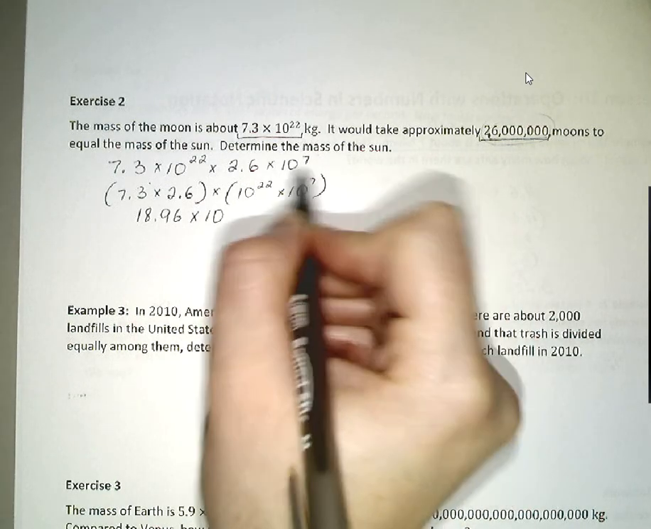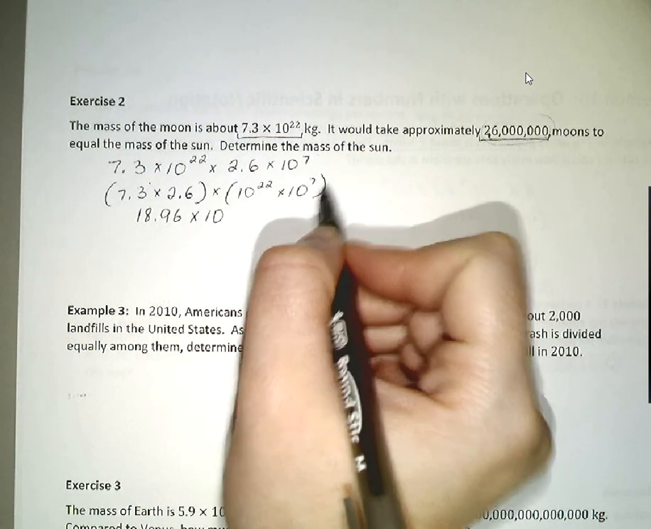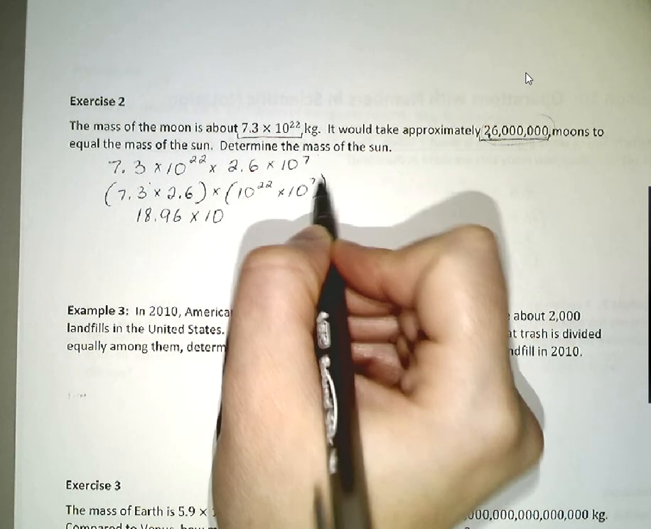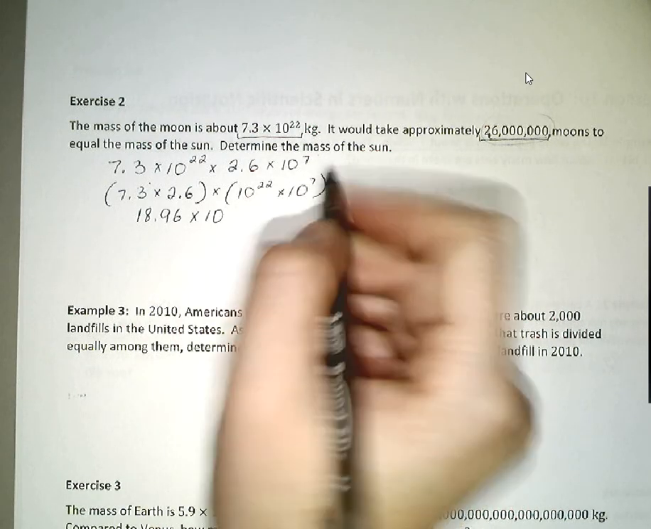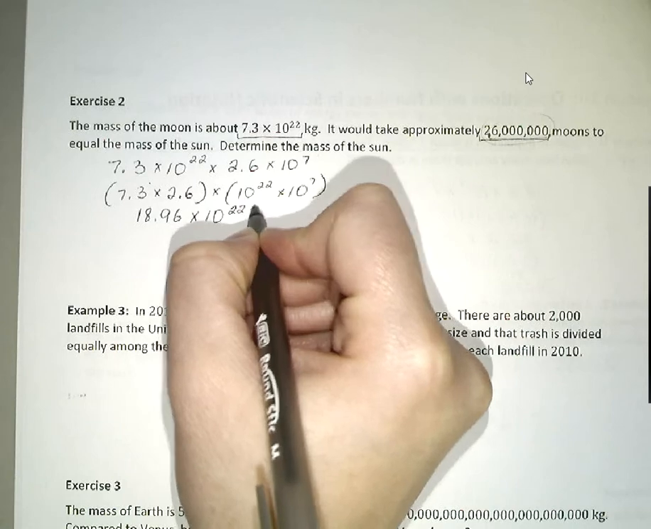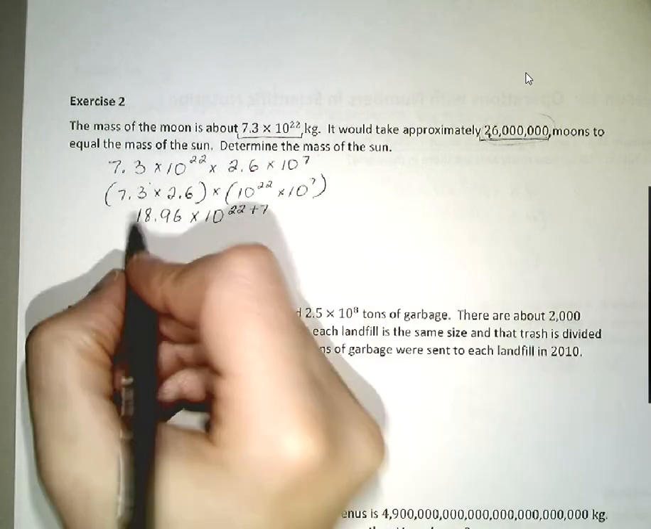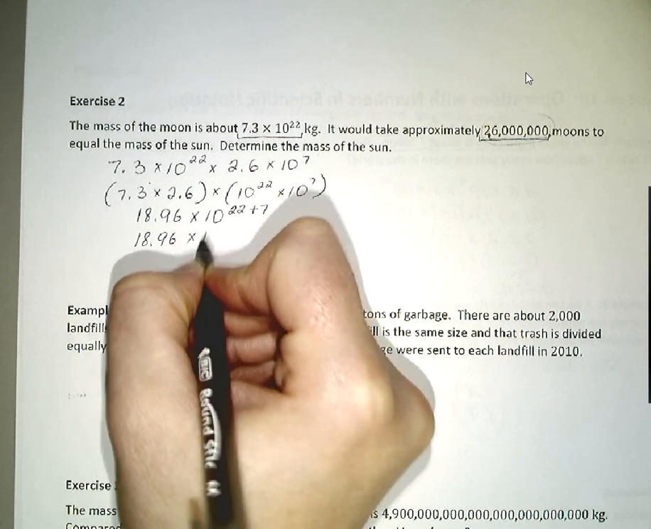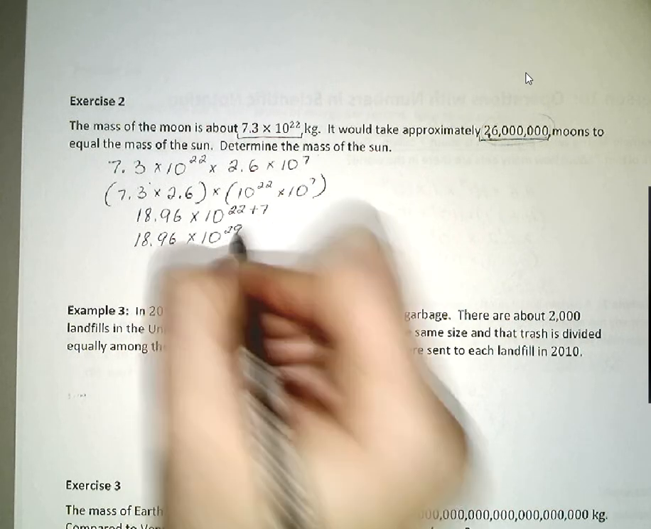Now we are looking at what I'm doing with the exponents. I'm multiplying the bases, same bases with different exponents. Since it's multiplication, I'm adding the exponents. 22 plus 7. So I get 18.98 times 10 to the 29th.